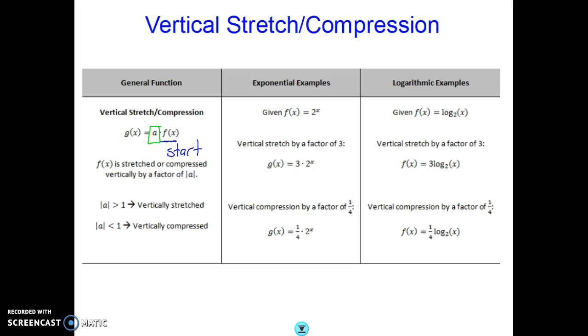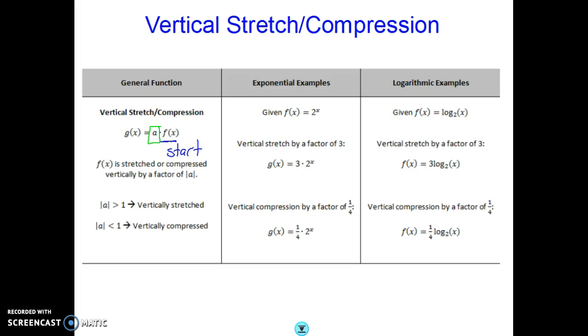And the effect that a has is that if the magnitude or the size of a is greater than 1, then this thing gets stretched out, right? Big a's will stretch out our function. And if the size of a is less than 1, then it's going to get squished. Now keep in mind, this does account for negatives. So for example, if a was negative 1,000,000, that falls into the size of a is bigger than 1 category.